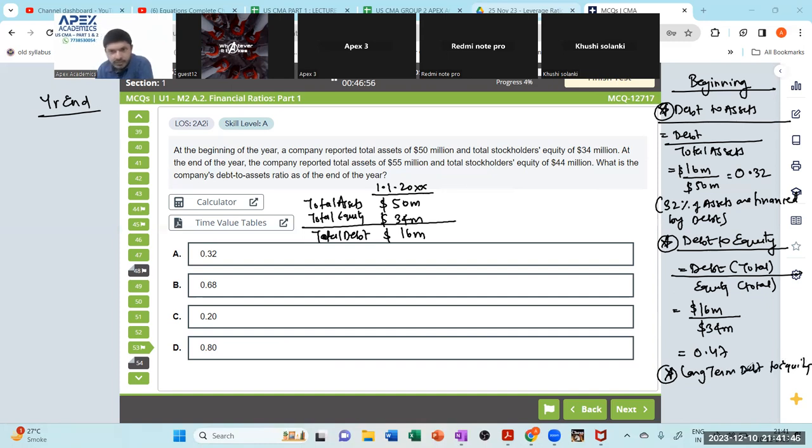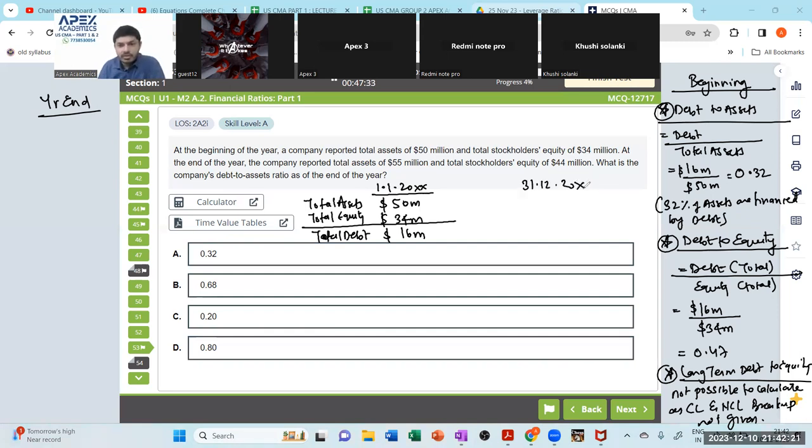Long-term debt to equity. My dear friends, here it is not possible to calculate, as current liabilities and non-current liabilities breakup is not given. Are you with me on that? Yes or no? Please tell me that. Are you with me there? Yes.